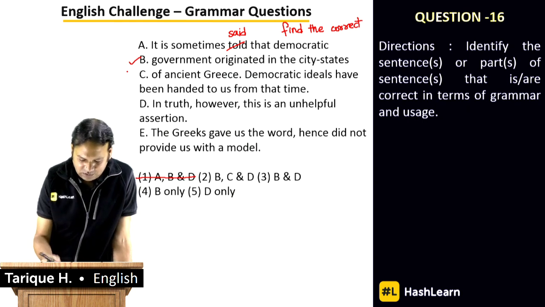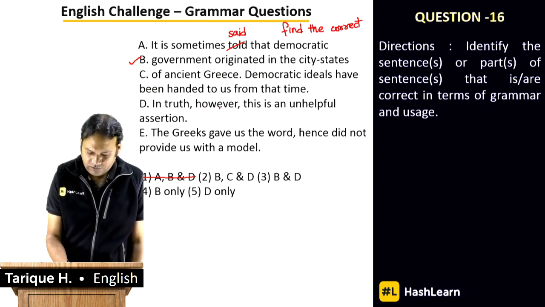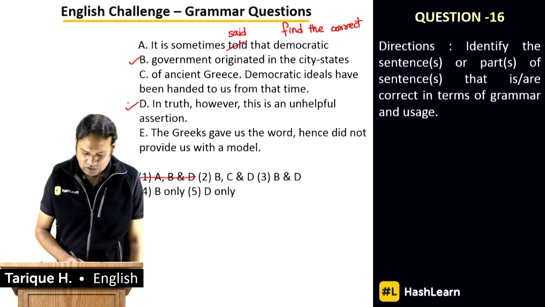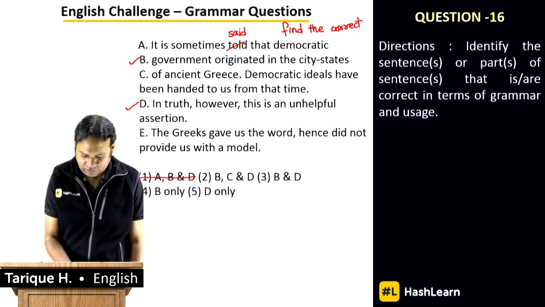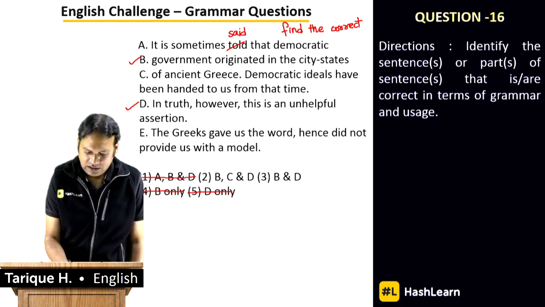You can look at that also. You can understand. Now we have D in 3 of them. "In truth, however, this is an unhelpful assertion" sounds perfectly right. So D is correct. So 4th is gone, and 5th is gone because we know B is correct. So the answer is either 2 or 3. Between 2 and 3, we will only check C.